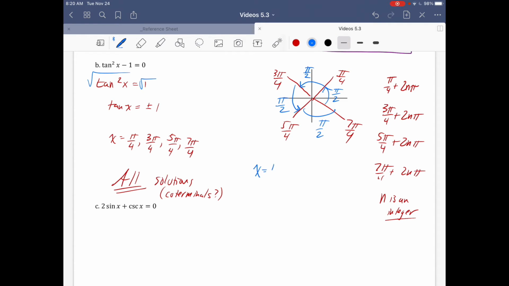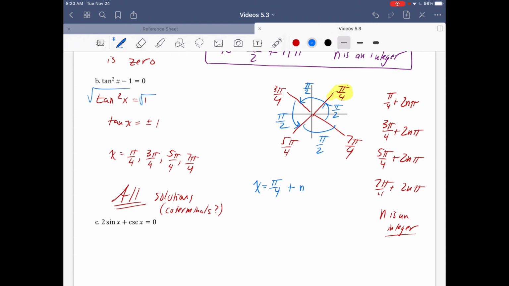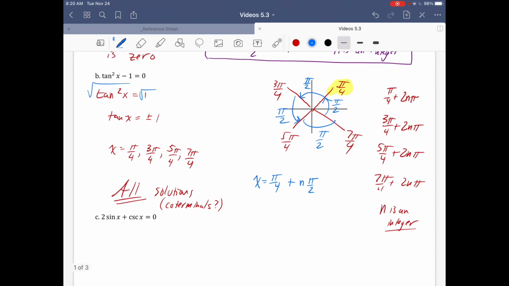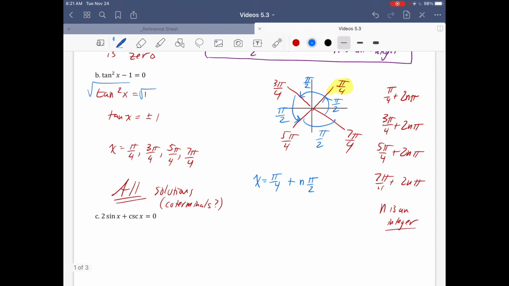So in other words, for all solutions to this equation, we've got pi over 4, which was our smallest unit circle angle that solves this equation, plus any multiple of 90 degrees, so n pi over 2. So we could rotate any number of 90-degree multiples to generate a new solution to this. And again, we have to define that n is an integer.